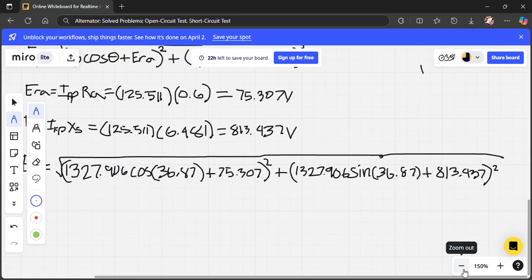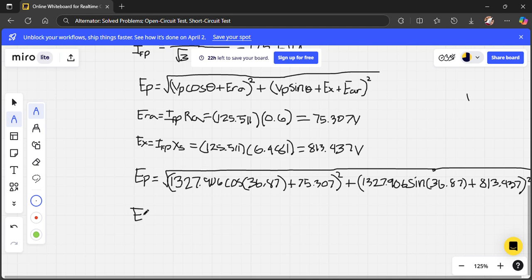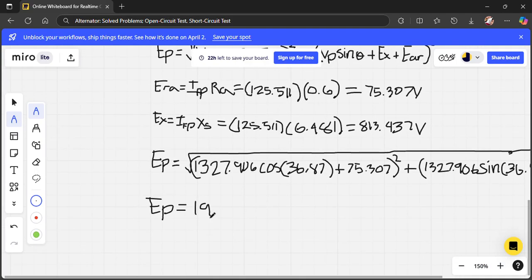When we input this in our calculator, 1327.906 times cosine of 36.87 plus 75.307, squared, plus 1327.906 times sine of 36.87 plus 813.437, squared, our answer is EP equal to 1971.52 volts.